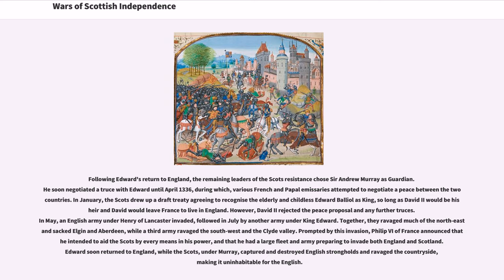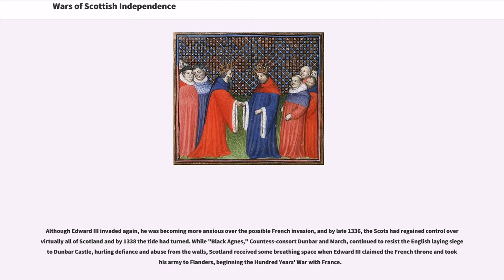the Clyde Valley. Prompted by this invasion, Philip VI of France announced aid intended to aid the Scots by every means in his power, and that he had a large fleet and army preparing to invade both England and Scotland. Edward soon returned to England, while the Scots, under Murray, captured and destroyed English strongholds and ravaged the countryside, making it uninhabitable for the English. Although Edward III invaded again, he was becoming more anxious over the possible French invasion, and by late 1336, the Scots had regained control over virtually all of Scotland and by 1338 the tide had turned.